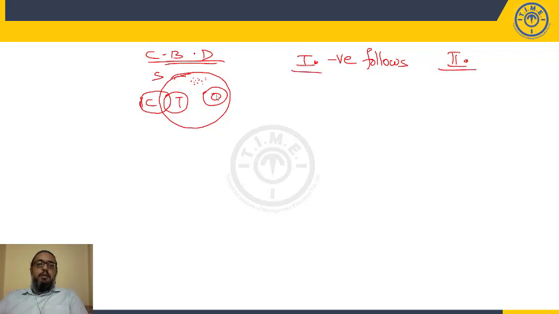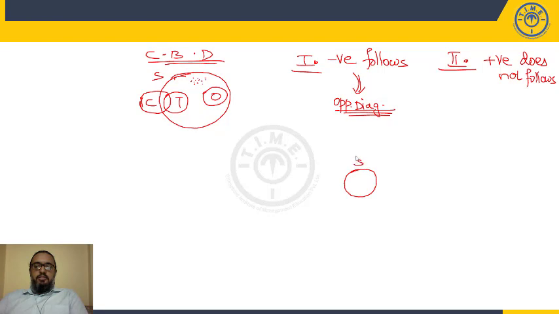Now let's look at the positive. The positive is all students are clerks. Are all the students coming inside clerks? No, the positive does not follow. Okay. Now let us take the opposite diagram. Since the negative follows, we go with the opposite diagram and we draw it. The thing is, all the students are clerks.